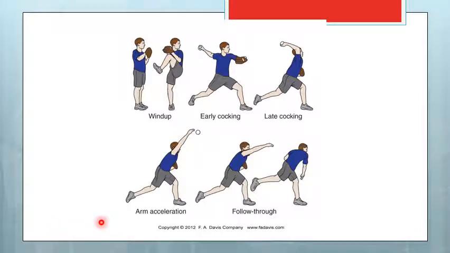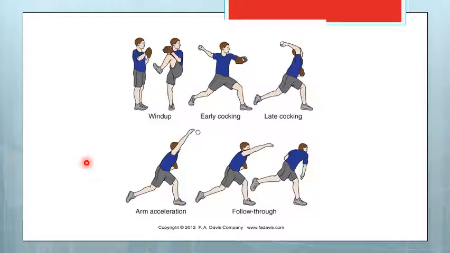As we go into the acceleration phase, acceleration is going to begin right after maximum lateral rotation. So once you get that maximum lateral rotation in the shoulder, then acceleration is going to begin. It's going to begin the forward movement. It's going to end once the ball is released. So actually what you're seeing here is the end of the acceleration phase because the ball's out of the hand. This is the most explosive portion of the pitch.